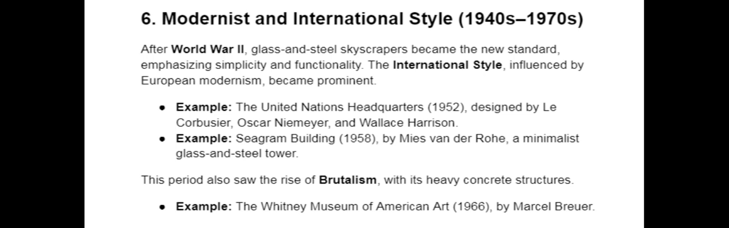Example: Seagram Building, 1958, by Mies van der Rohe, a minimalist glass and steel tower. This period also saw the rise of brutalism, with its heavy concrete structures. Example: the Whitney Museum of American Art, 1966, by Marcel Breuer.